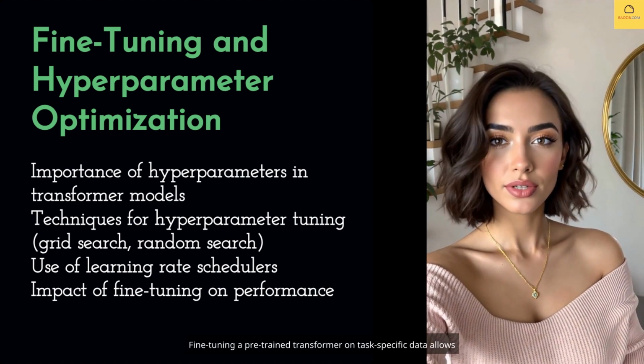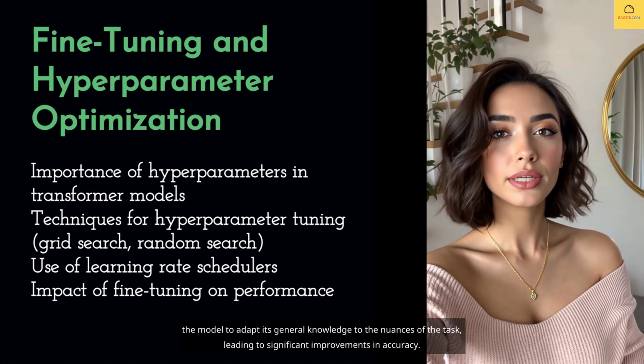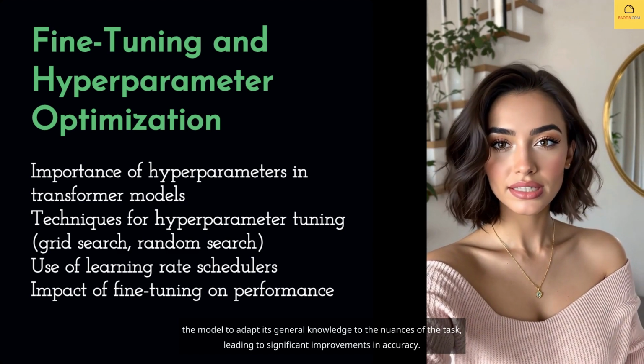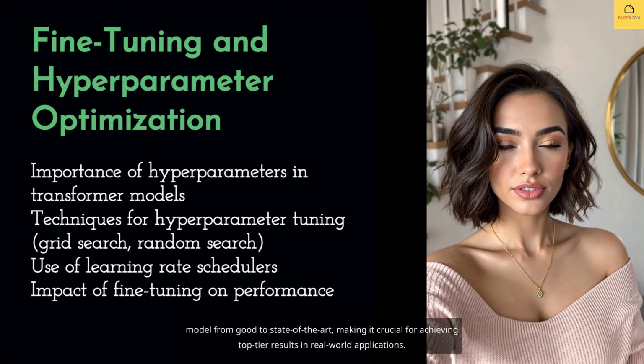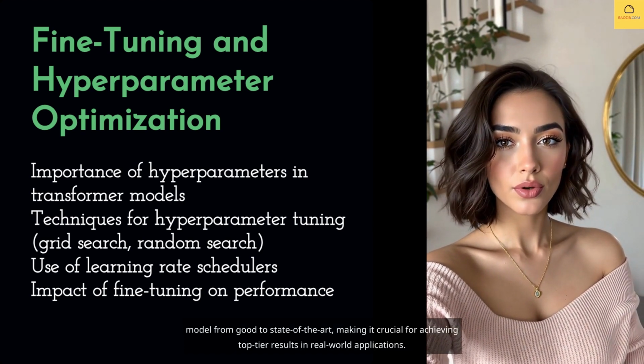Fine-tuning a pre-trained transformer on task-specific data allows the model to adapt its general knowledge to the nuances of the task, leading to significant improvements in accuracy. Fine-tuning with the right set of hyperparameters can transform a model from good to state-of-the-art, making it crucial for achieving top-tier results in real-world applications.